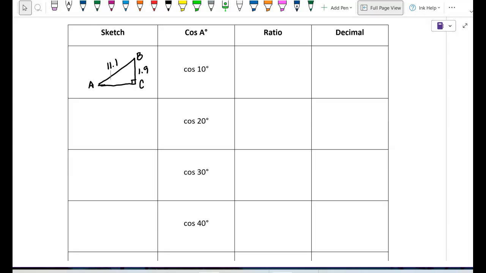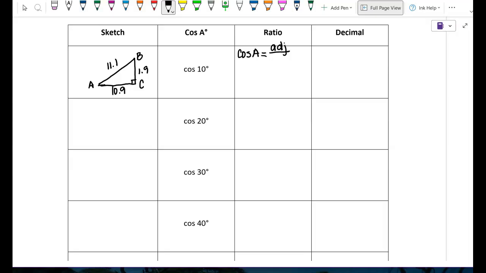What was my other? Was it 10.9? Because now cosine, the cosine of angle A is adjacent over hypotenuse. Now, the hypotenuse has not changed. The 11.1 is still representing my hypotenuse. If the 1.9 was my opposite, then the 10.9 has to be my adjacent.